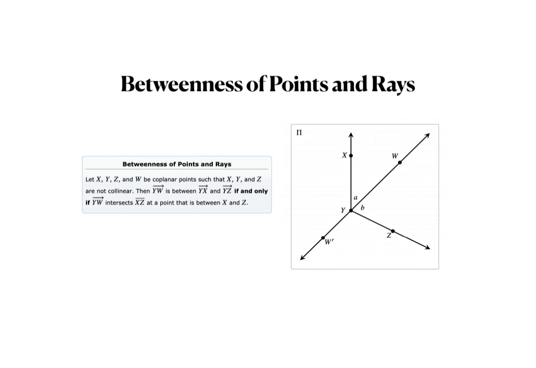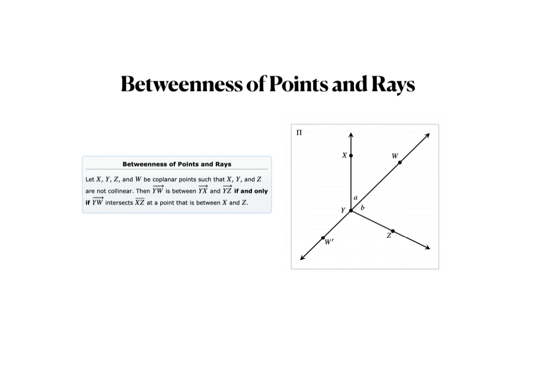Betweenness of points and rays. Let X, Y, Z, and W be coplanar points, just like we saw before, such that X, Y, and Z are not collinear. Then the ray YW is between the rays YX and YZ if and only if YW intersects segment XZ.